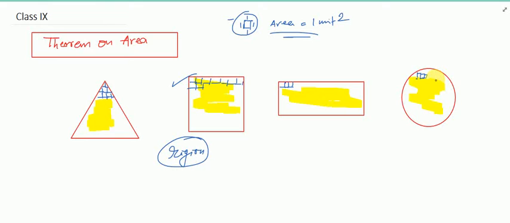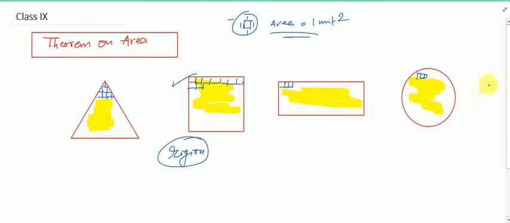Now there are some area formulas. For the rectangle, the product of its length and breadth represents the area of the rectangle. For the square, all sides are equal. For the circle, there is a definite formula for finding the area. So this is how we can find the areas.